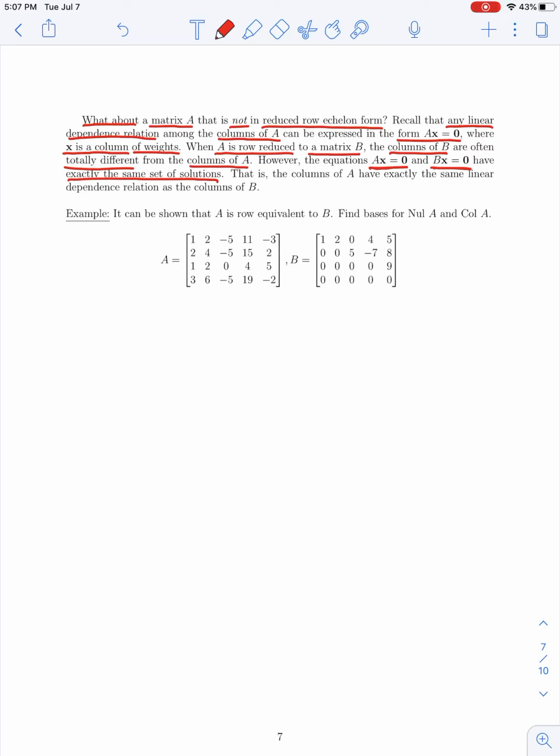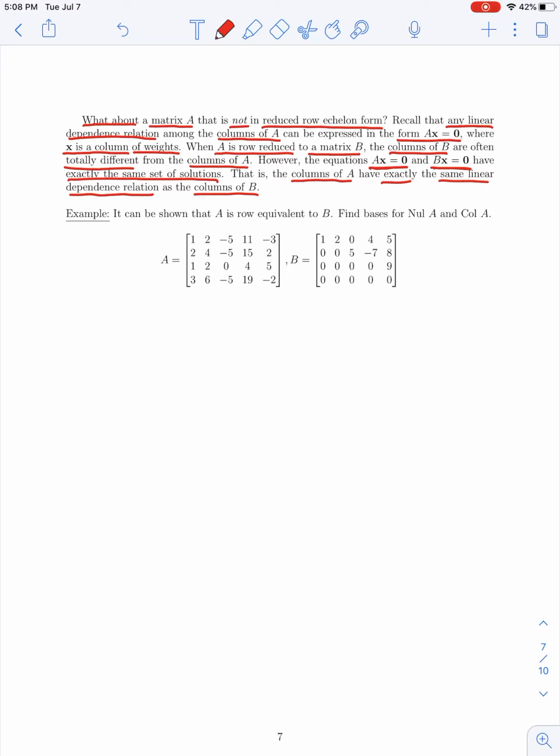We said that performing row reduction on a matrix does not change the solution set. We get a system which is identical to the solution set of our original system. That is, the columns of A would have exactly the same linear dependence relations as the columns of B. Therefore, if we have a matrix A which is not already in reduced row echelon form, we can perform row reduction on it to put it in reduced row echelon form, and then use the same process that we did in our last example in order to find a basis for that column space.